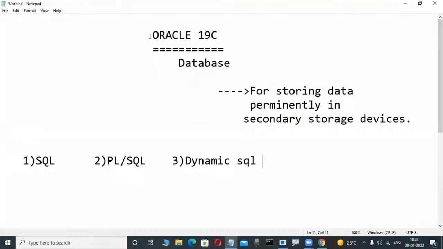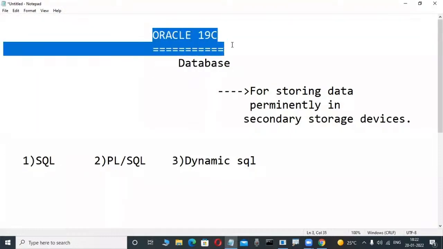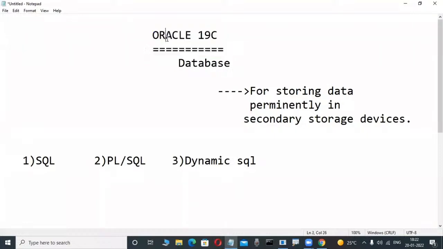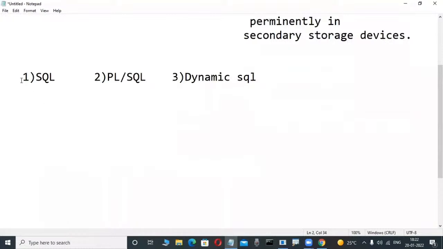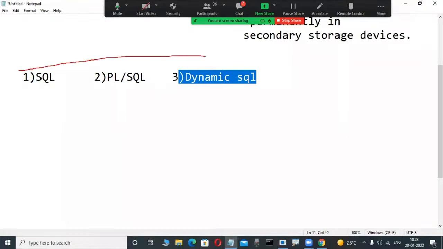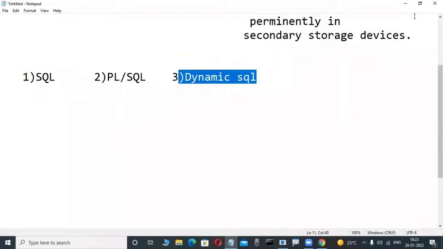That's why, observe here, Oracle is a product from Oracle Corporation. If you want to operate this relational database product, which languages are we learning? One is the SQL language, another one is PLSQL, and another one is Dynamic SQL. These three languages we are learning in our course. Most powerful.